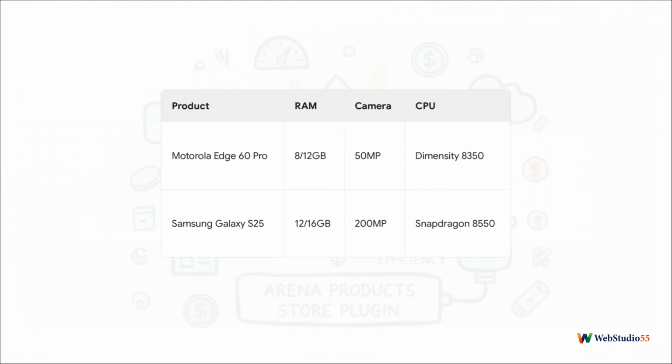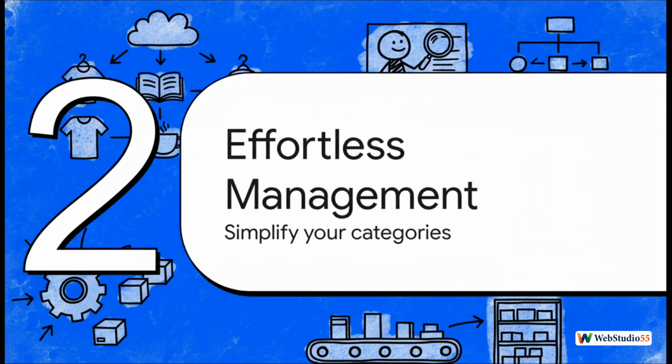Now, once a buyer filters down their options, they need to make a decision. Arena's comparison engine allows users to effortlessly place an unlimited number of products side by side. Your buyer can neatly stack the RAM, camera, and CPU of a Motorola Edge 60 Pro right next to a Samsung Galaxy S25. This level of clarity is a total game changer. It empowers buyers to make confident purchasing decisions right there on your site without ever having to leave and do research elsewhere. Moving right along to part 2, effortless store management.